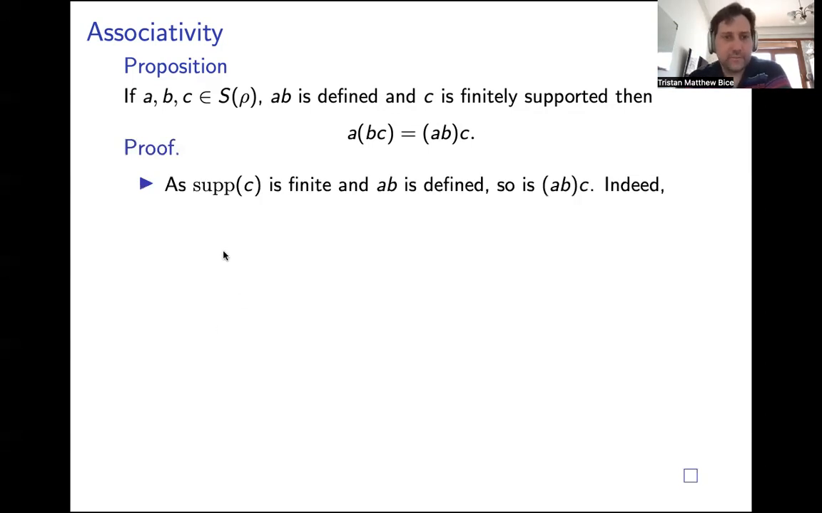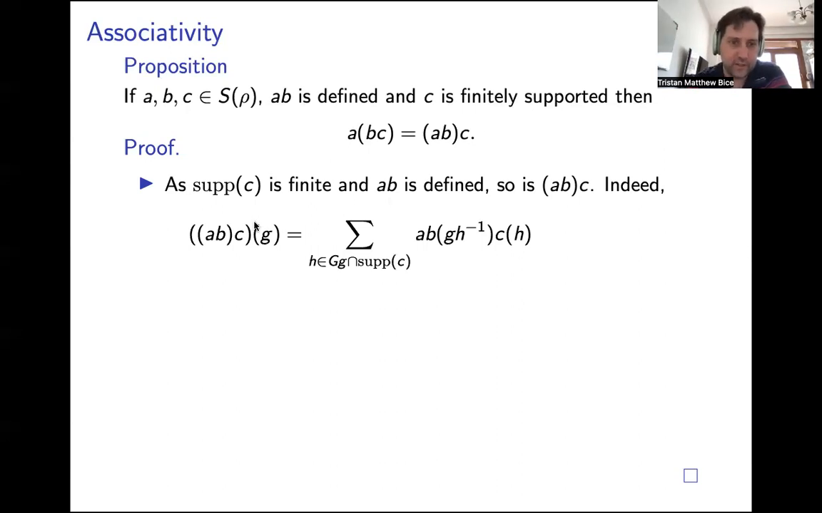Okay, proof. First note that because supp C is finite and because AB is defined, at least one of those triple products is defined, namely (AB)C. It follows basically from what we already did, that if you define convolution and at least one of the elements in your product is finitely supported, then convolution is indeed well defined. So more specifically, if you want to look at the value of (AB)C at some g, you take this sum, but you only need to take the sum over those elements in the support of C. And there's only finitely many of them by assumption.